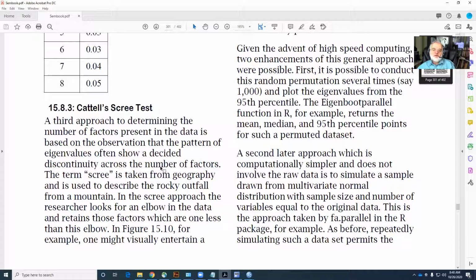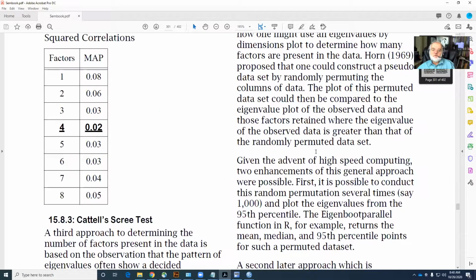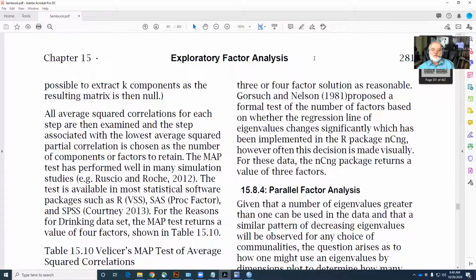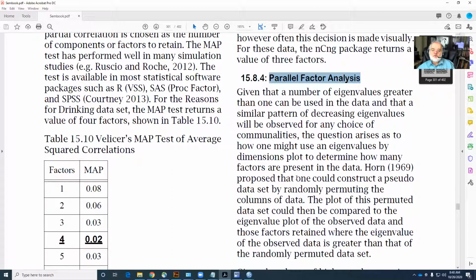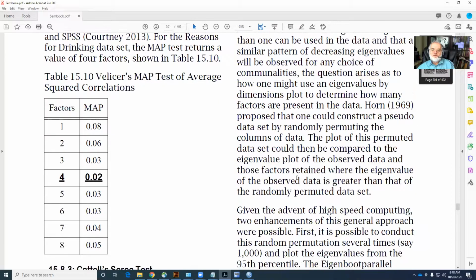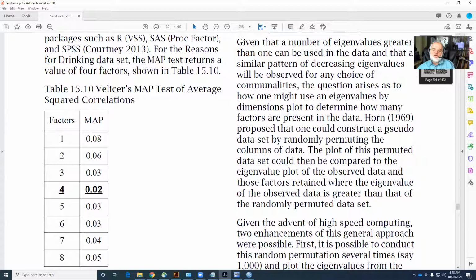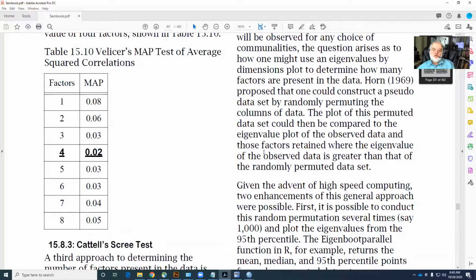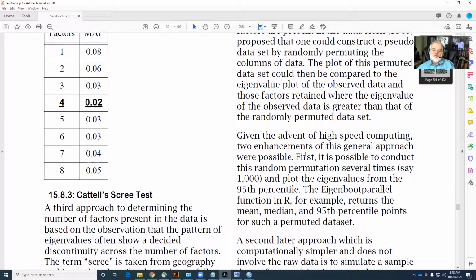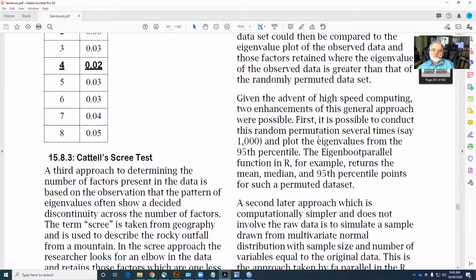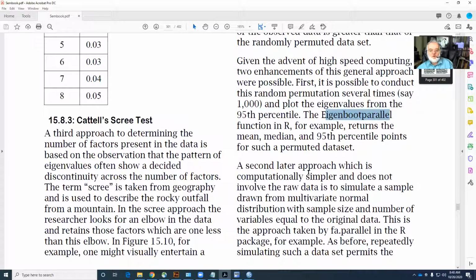More recently, it's possible to generate models that build on the idea of parallel factor analysis. So parallel factor analysis is the idea that I can take a data set and I can randomly permute my data and calculate an eigenvalue plot of that. So if you're playing about with this in R, eigenboot parallel is the program that you'd play with.